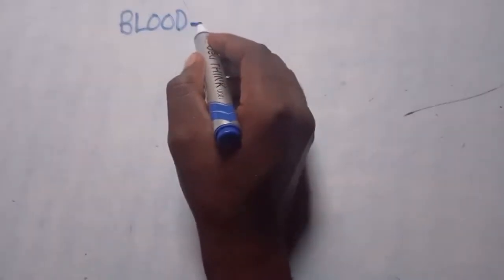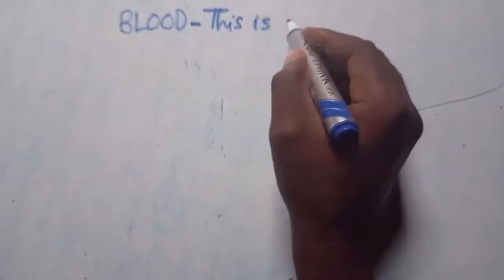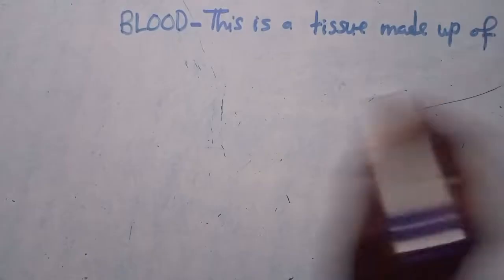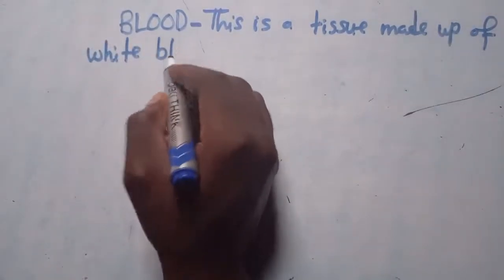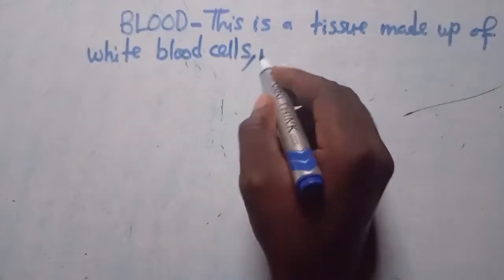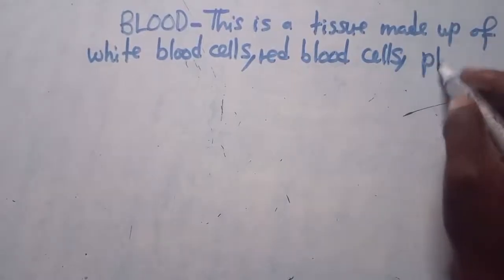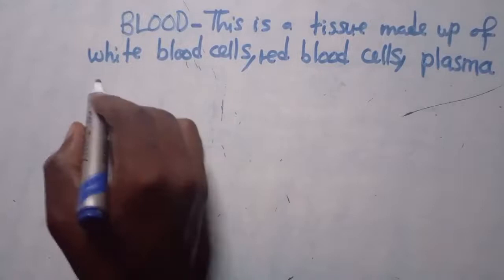And now we move to the blood. Blood is something so simple, I guess you are going to enjoy this. First question, what is the blood first of all? Blood is a tissue. It is a tissue made up of white blood cells, red blood cells, and plasma. We are going to look at all these things. It is also made up of what?